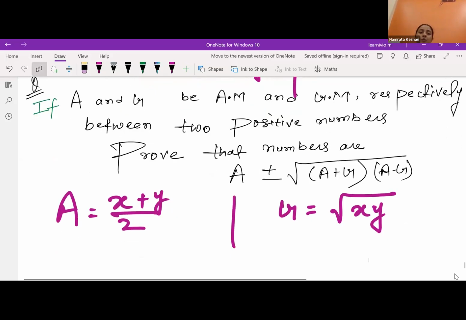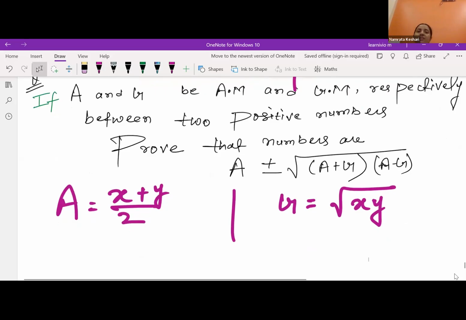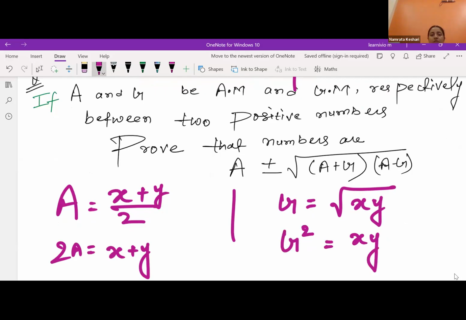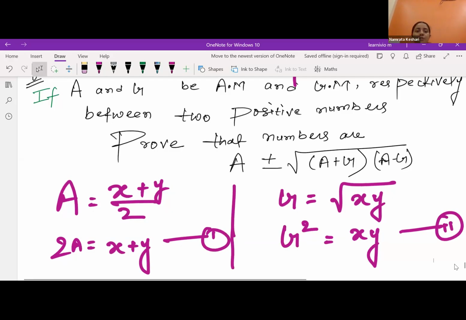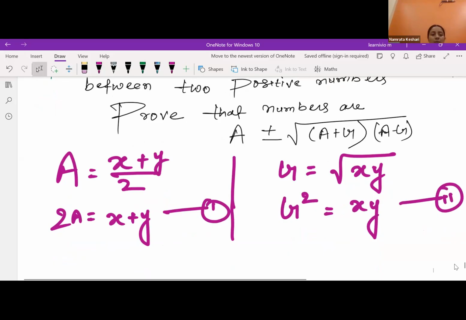Now what we will do? We will try finding the two positive numbers, that means x and y. How? By creating the equations: x plus y is equal to 2A, and xy is equal to G square after squaring both sides. Now we have two equations. You can use identities from class 9, or otherwise take the method of substitution. You can take the x value from there.